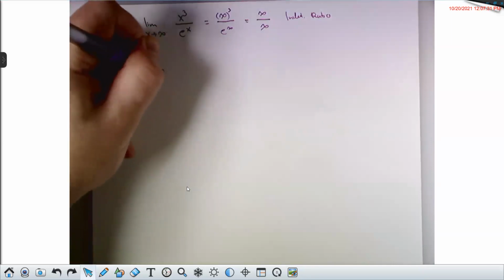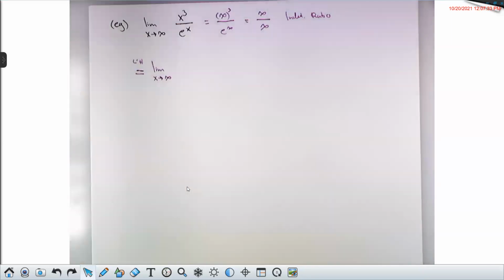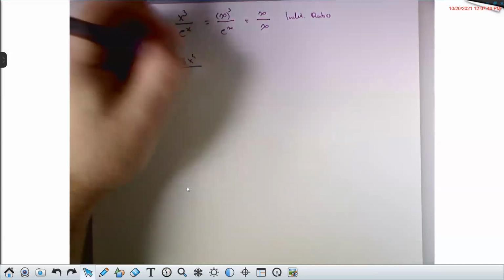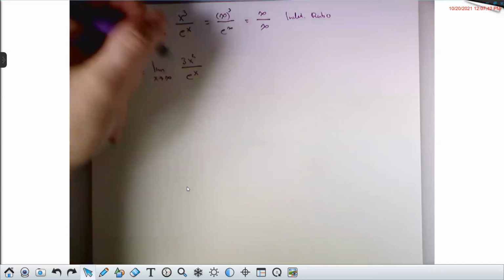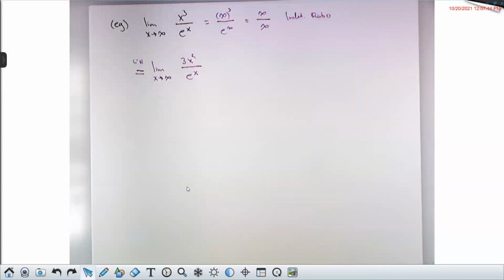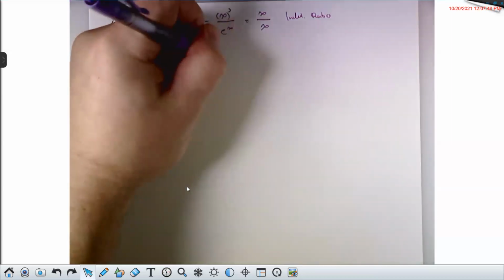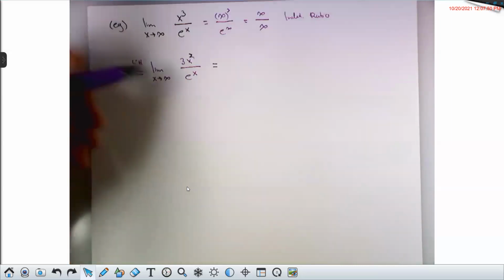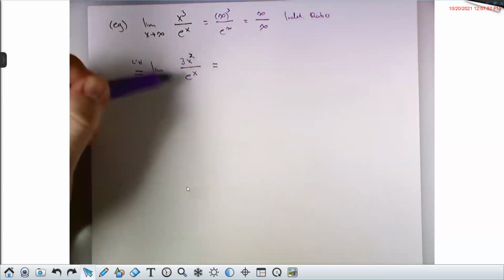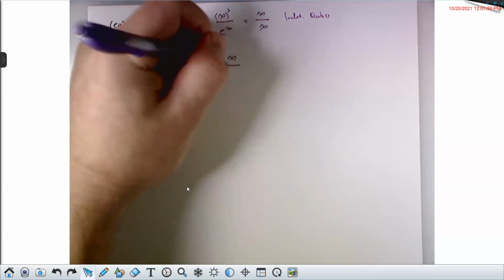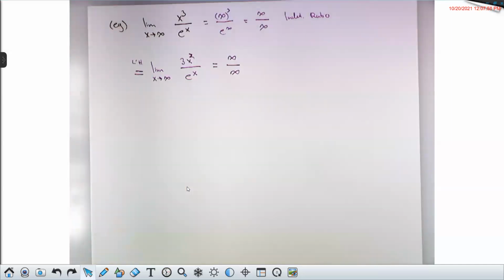According to L'Hopital's rule, this is the same as the limit as x goes to infinity of the derivative of the top, 3x squared, divided by the derivative of the bottom, e to the x. Now here we're encountering that thing that I mentioned where after running L'Hopital's rule, you still get an indeterminate form. 3x squared is still going to go to infinity. E to the x is still going to go to infinity.